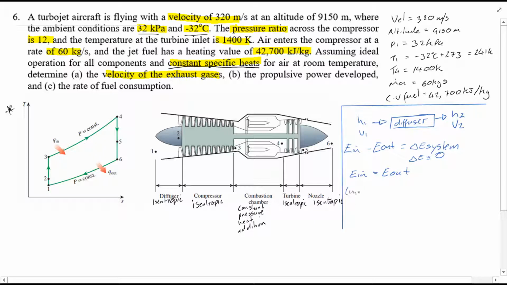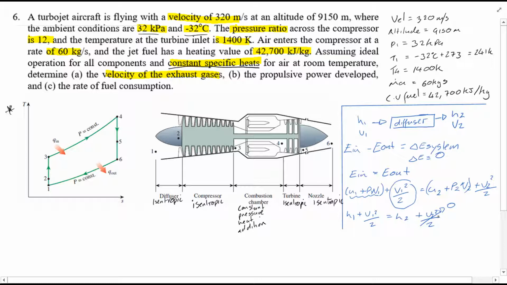Okay, so where of course this term represents the kinetic energy. And this term is represented by the enthalpy, so H1 plus V1 squared over 2 is equal to H2 plus V2 squared over 2. Here this is equal to 0 since the kinetic energy is equal to 0 at the diffuser, and therefore as a result the velocity at 2 is equal to 0.